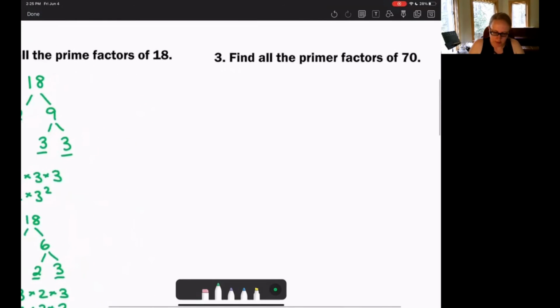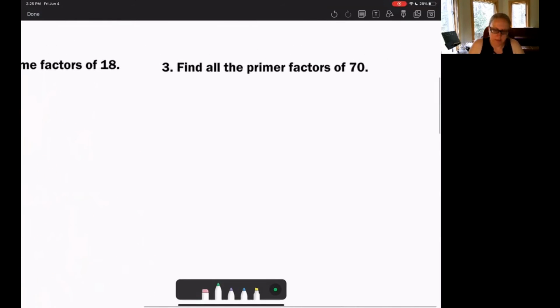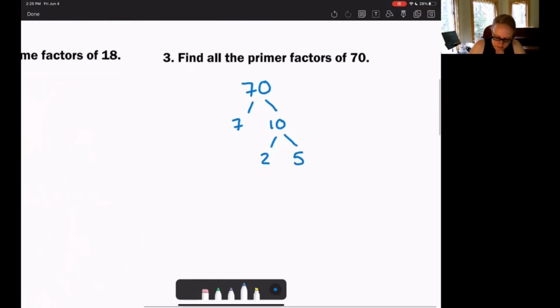Let's try one more. So here we're asked to find all of the prime factors of 70. So we're going to write our number at the top, 70, and we think of 2 numbers we can multiply together to get to 70. So I'm going to do 7 times 10. And that 10 we can break down further into 2 times 5. So we end up with 70 is 7 times 2 times 5.